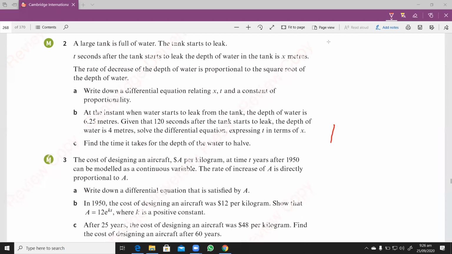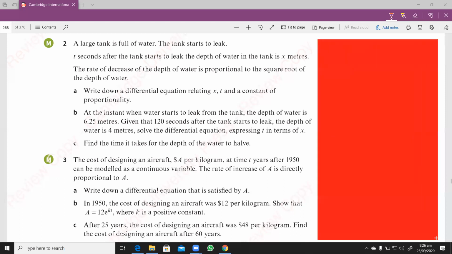Okay, goes like this, and now this was dx by dt, that was minus k square root of x. Okay, now it says, yeah, so we have the x here, so we have this x, t, and this constant, which is k.